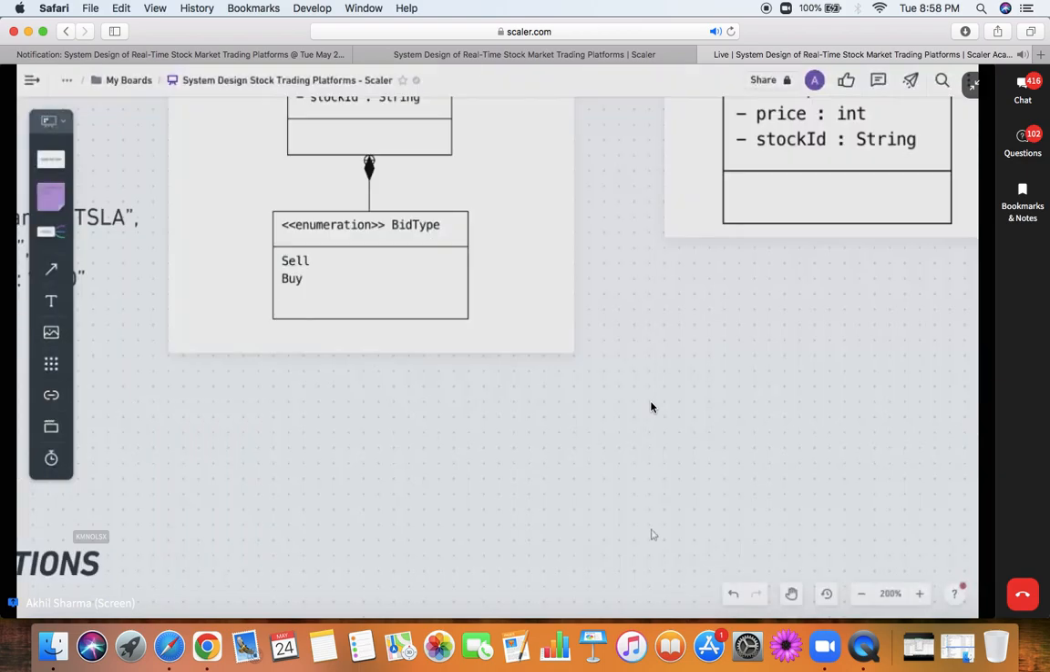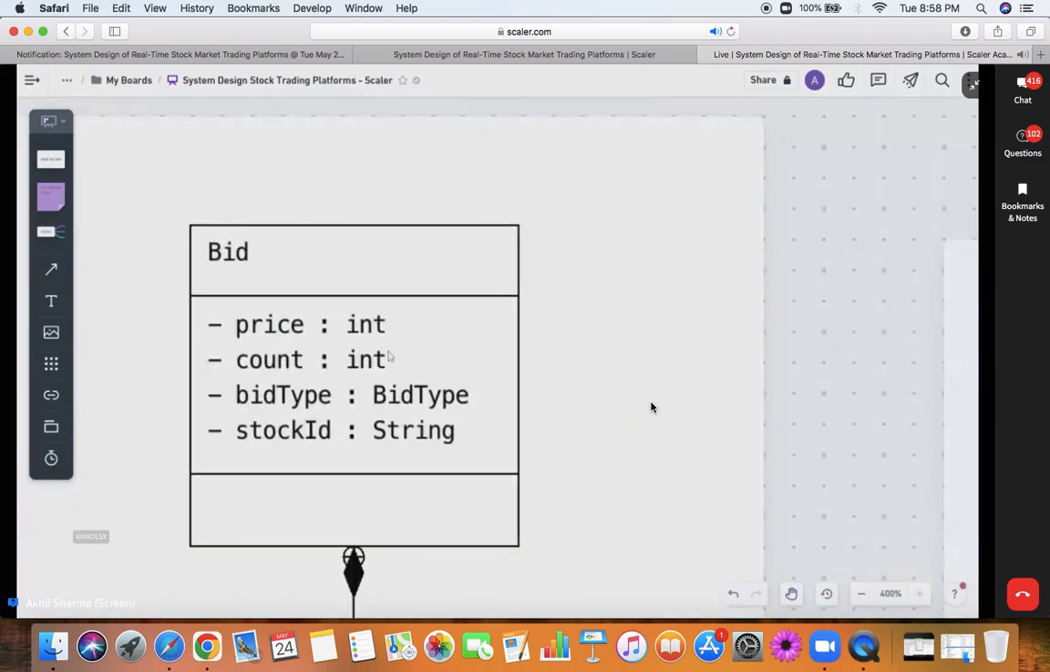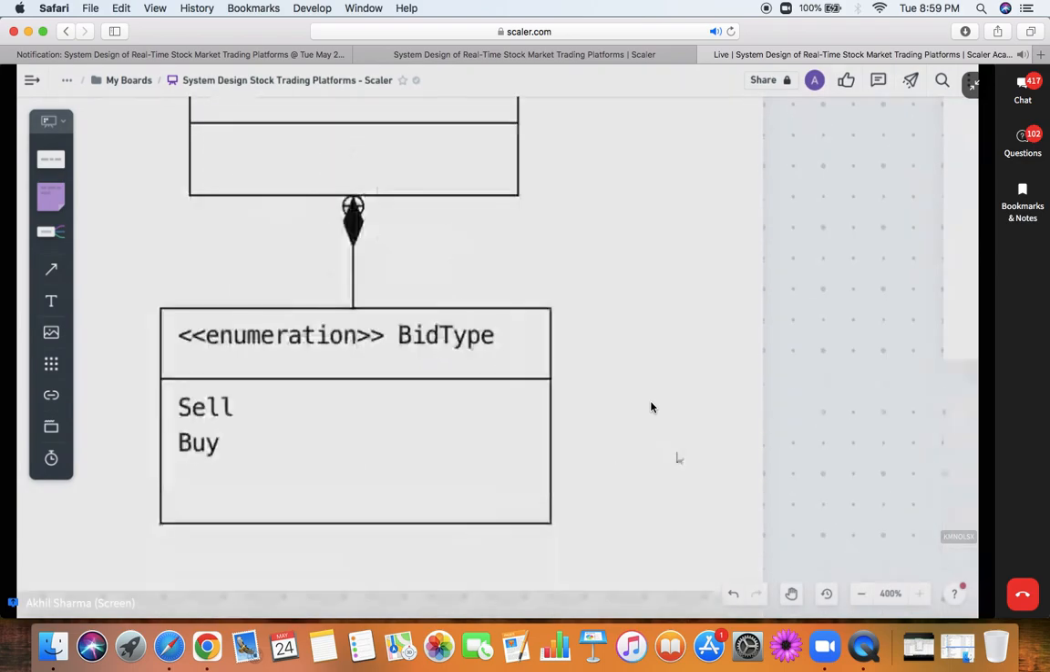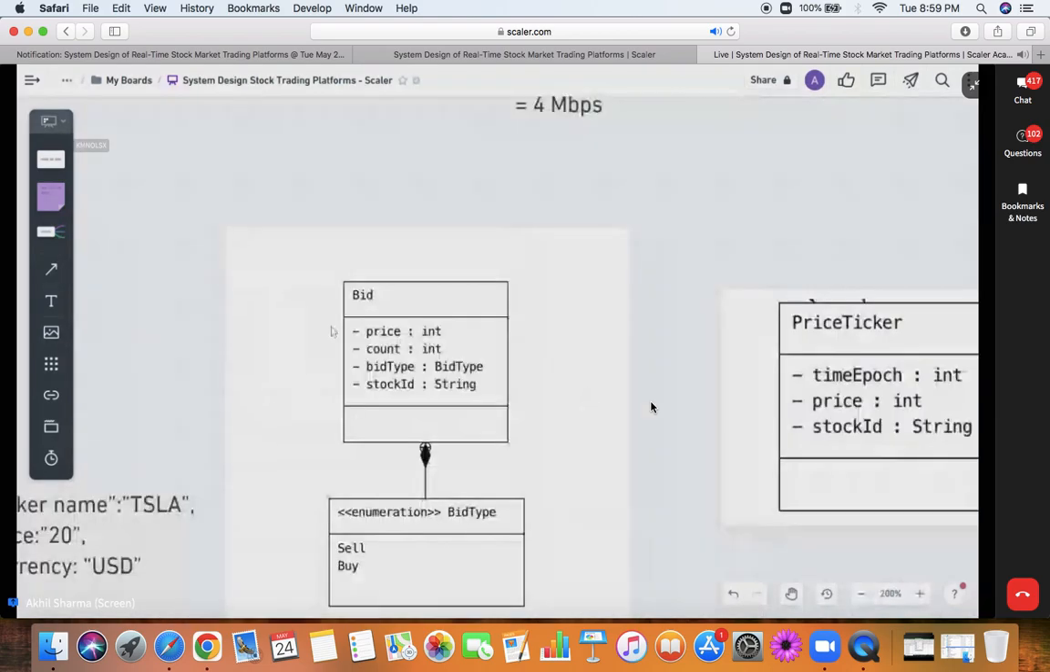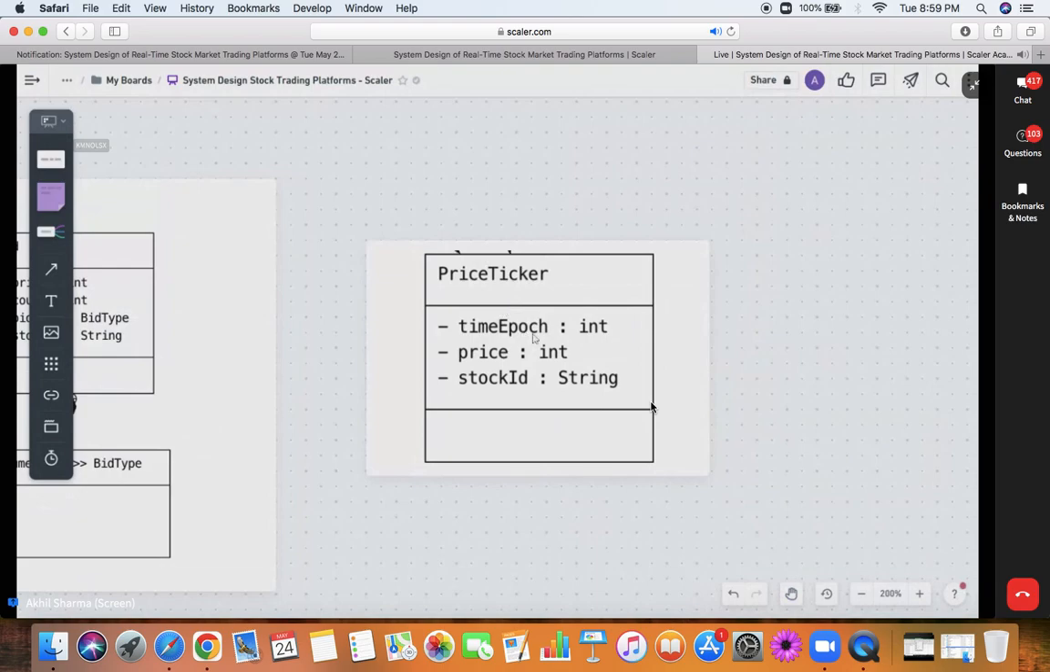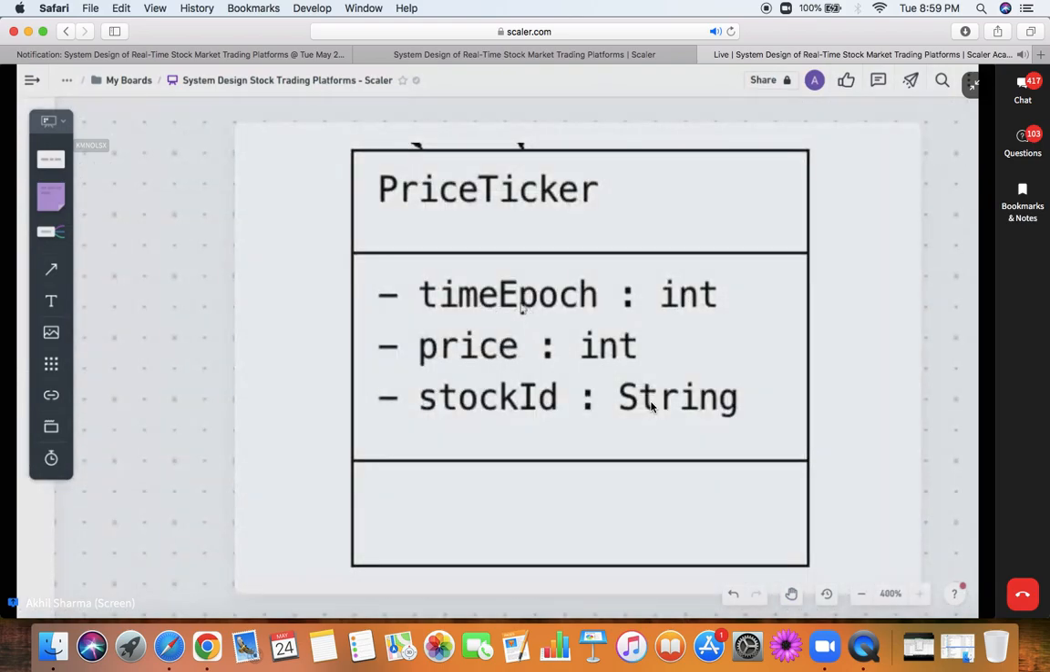Okay. So LLD, this is what when we say buy or sell, we have written it here as bid. We'll have int price, which will be an integer, count. How many stocks do you want to buy and at what price? Bid type and stock ID. Basically, stock ID is that Tesla or Facebook or Amazon, what stock do you want to buy? And do you want to sell or buy? Basically, bid type, right? So this is what it looks like, which I drew here also for you guys. And price ticker. At what time? This is why I said that we'll have to have our, what do you call it? Time.